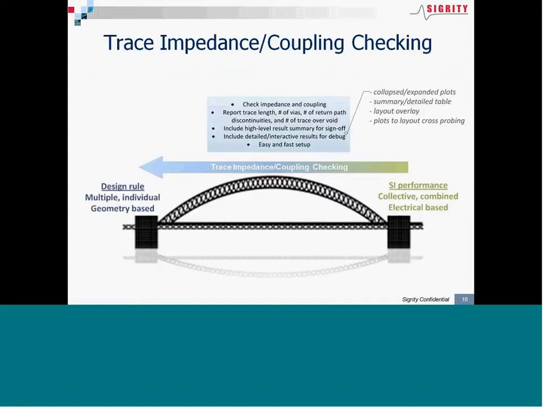That is our trace impedance checking. Trace impedance checking gives us everything on that list with collapsed and expanded plots, summary and detailed tables, layout overlay, and plot to overlay cross-probing. It is a great debug tool.